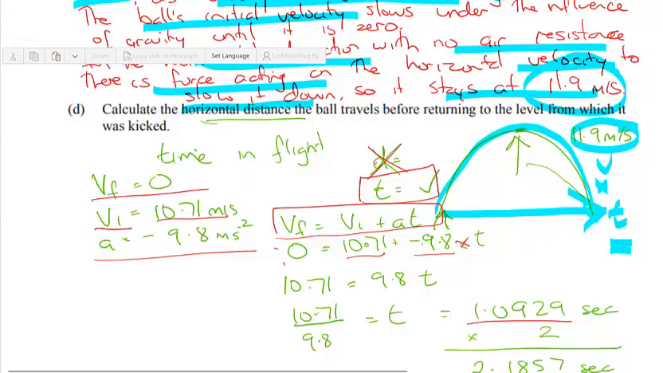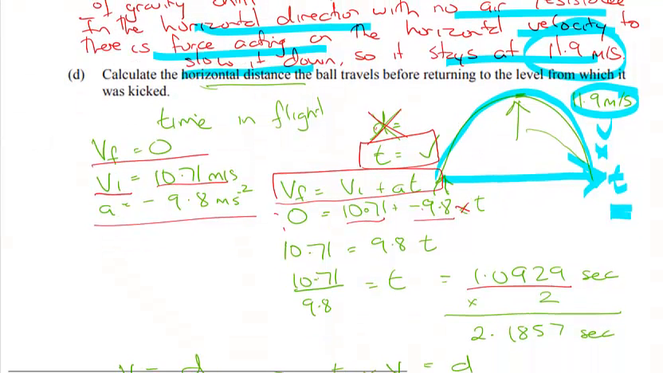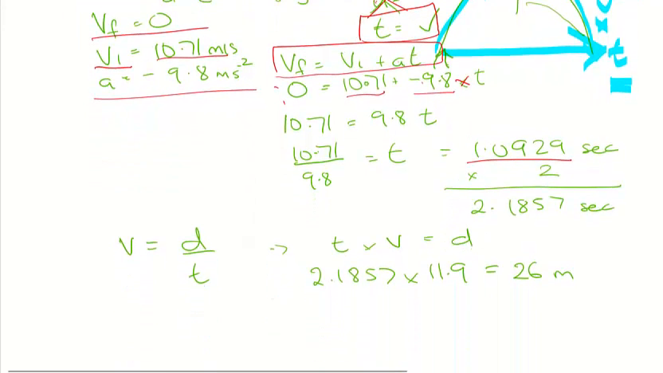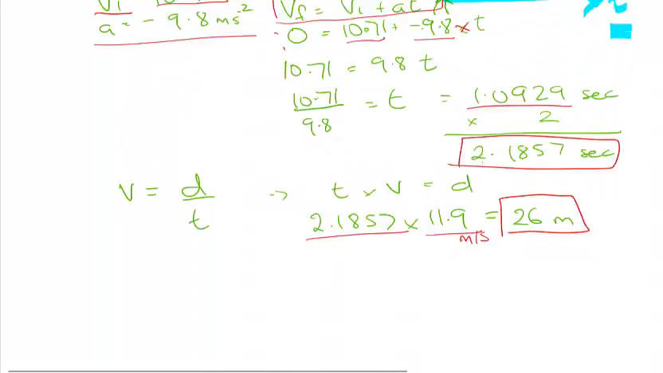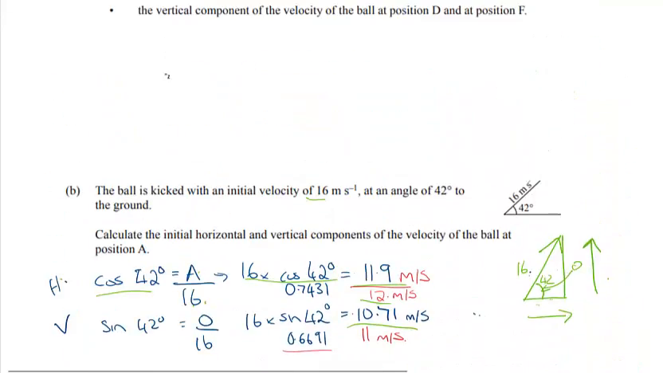It's going to be multiplied by 2, and that's because I don't want rounding errors. So that's 2.1857 seconds. I'll multiply that by the horizontal velocity now, so now that comes into play, and that gives 26 meters, which is the final answer to 2 significant figures. And that's question 1.